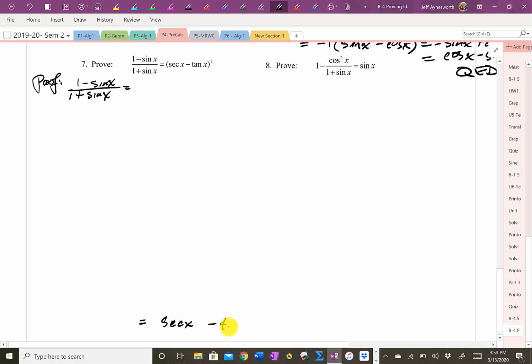So secant x minus tangent of x, squared. So how do you get from here to here? How do you get from the left side to the right side? This is a good one where you might want to start working backwards. Okay, I'm going to make a little note here. Work backwards.